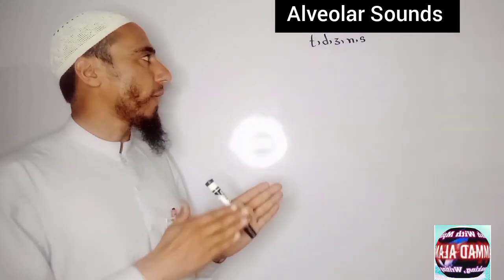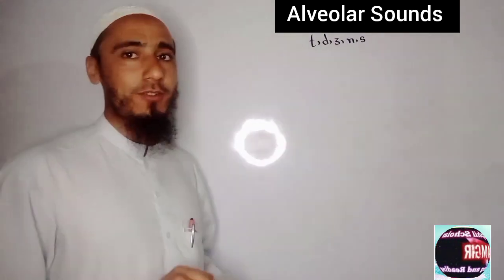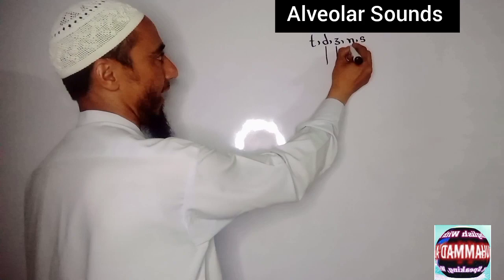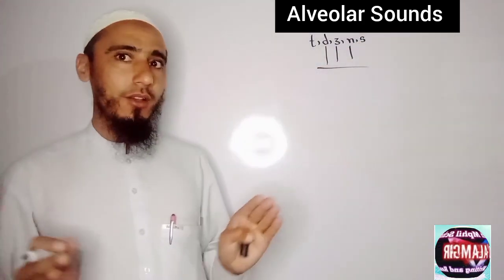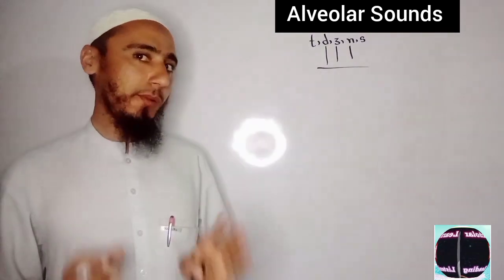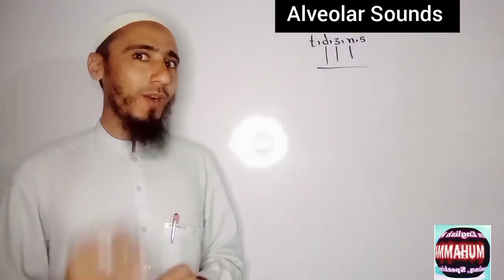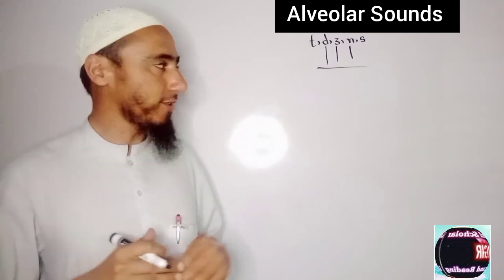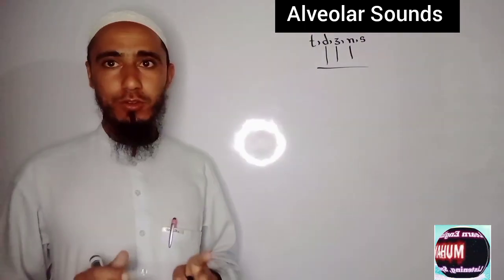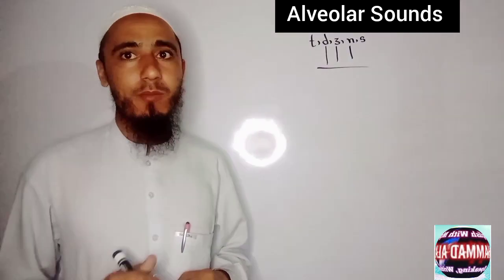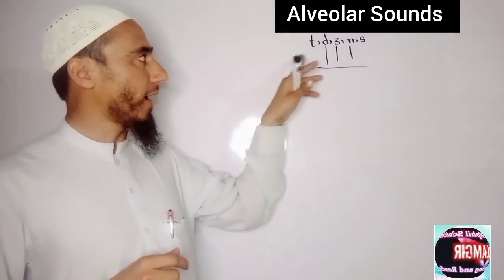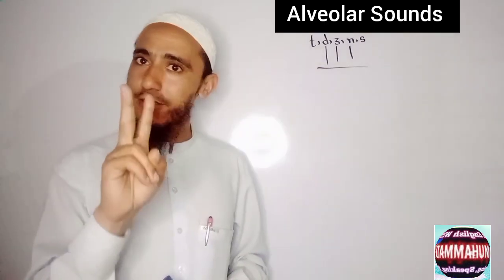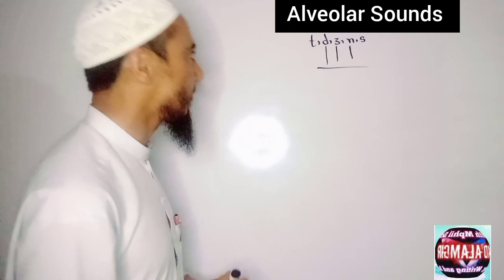Listeners and audience, now you should know which are voiced sounds and which are voiceless sounds among these. D, Z and N, these three sounds are voiced sounds, and I told you the difference between voiced and voiceless sounds. Voiced sounds are those which are produced with a vibration in our vocal cords. On the other hand, voiceless sounds are those which are produced without vibration in our vocal cords. And T and S, these sounds are voiceless. There are two other sounds which are voiced, and they are also alveolars.